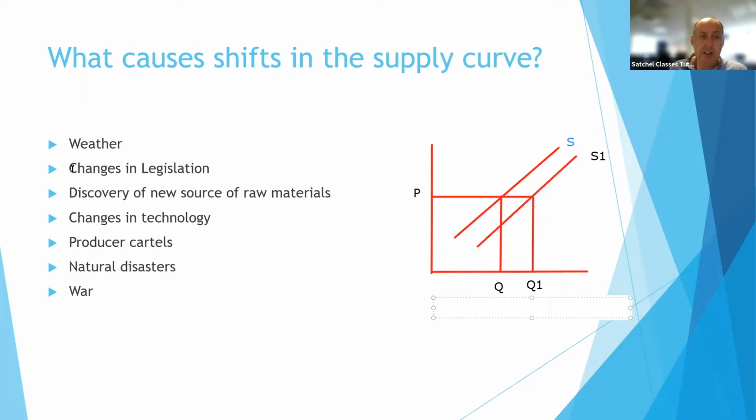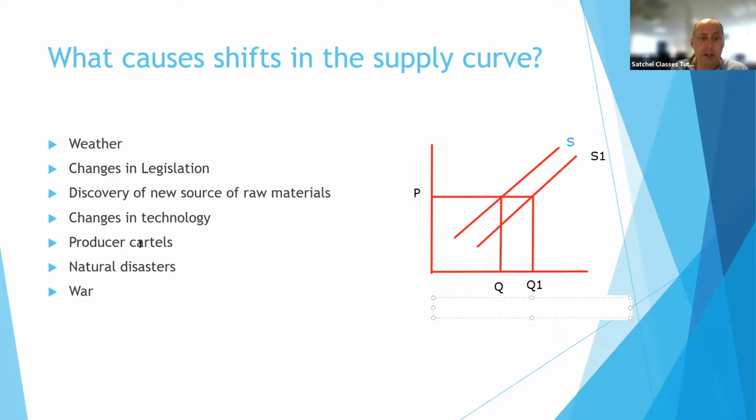Changes in legislation, for example, there we could have a shift to the right on building houses if certain laws are changed, so the planning laws are relaxed to get more houses built. We could find, let's say, more oil in the North Sea and produce more oil at the same price. Changes in technology, so improved production methods, better machinery, again, could shift the supply curve to the right.